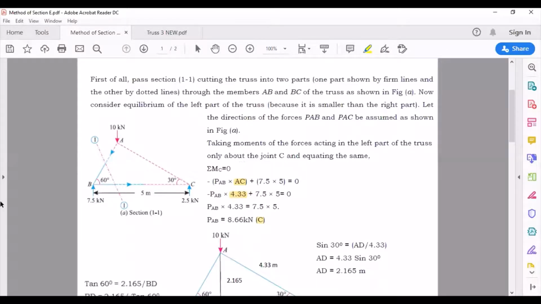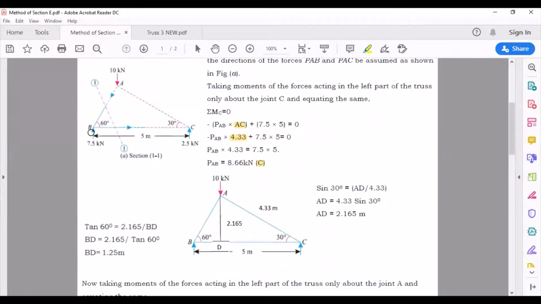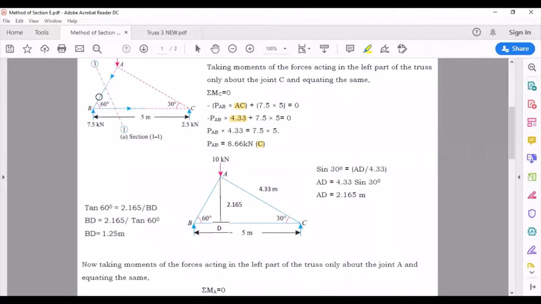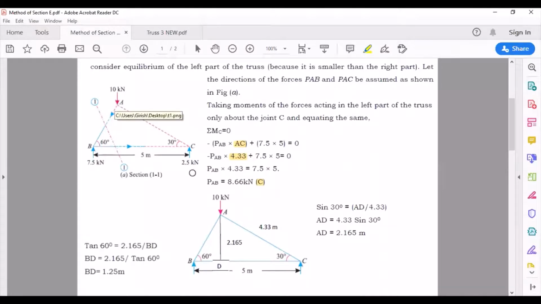Next, I want to calculate another member force, that is BC. I have used this section to cut two members, that is AB as well as BC. Now AB I have found out. Next I'll go on to calculate BC. Again I'm going to consider the left part of the section only. Now what I'll do is I'll take moment about point A.